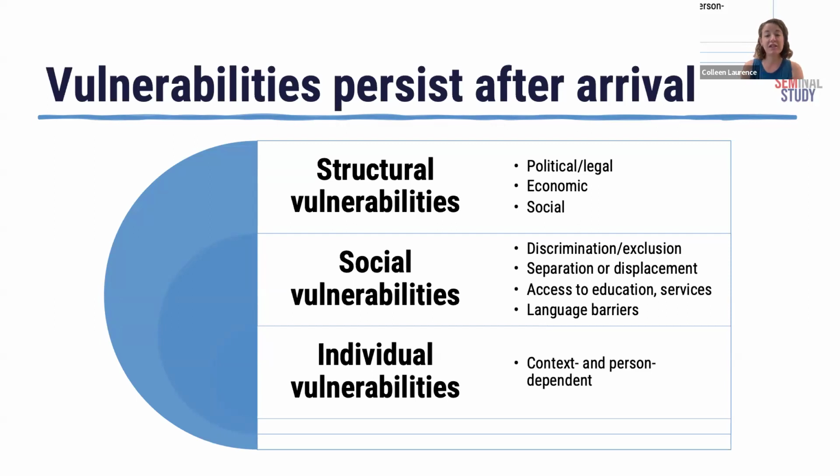At the next level, social vulnerabilities is used to refer to some of the factors mentioned just now, like discrimination and exclusion, as well as other factors like access to education and language barriers. Finally, individual factors can increase risk or conversely exercise a protective effect depending on the context and the person. This level includes identifiers like age, gender, perceived or expressed race or ethnicity, sexual orientation, mental health, and access to resources, among others.